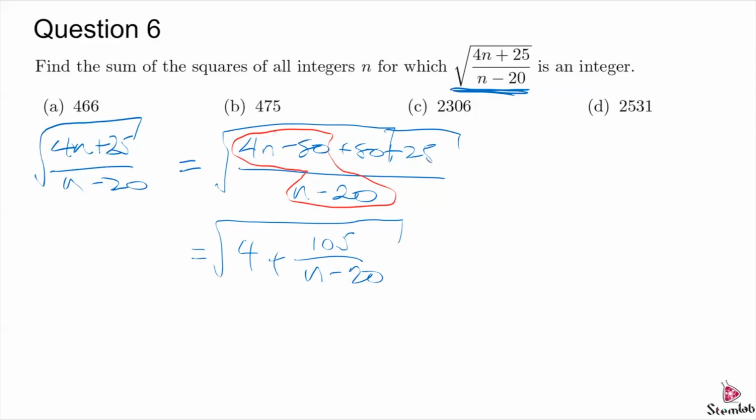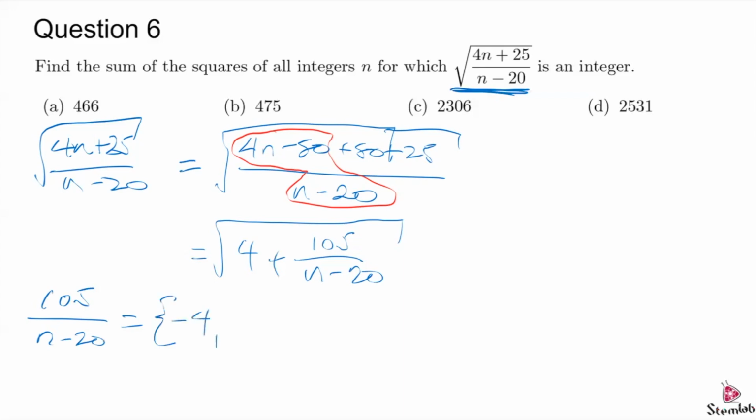Now for this to be a perfect square, first, 105 all over n minus 20 has to be some integer. But those integers are also limited, because n minus 20 has to be a factor of 105, which means the other factor, 105 all over n minus 20, is also an integer. Putting those constraints together, 105 over n minus 20 has to make the inside of that radical a perfect square. So it can be one of these things.